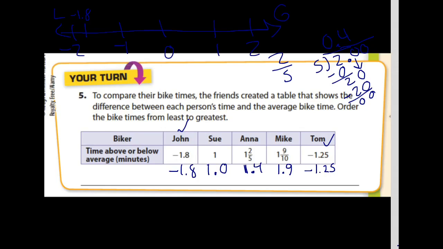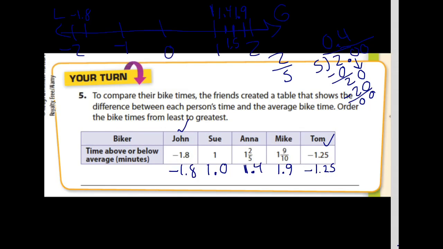Next number, Sue, she's exactly at 1. So I'm going to put above the number line just 1, so I know that's where it is. Anna is at 1 and 4 tenths. If I think about 1 and 2, right in the middle would be 1 and 5 tenths. 1 and 4 tenths will be a little bit to the left of 1 and 5 tenths. So I'll put a line right here. And then 1 and 9 tenths is going to be pretty close to 2. So I'll put 1 and 9 tenths.